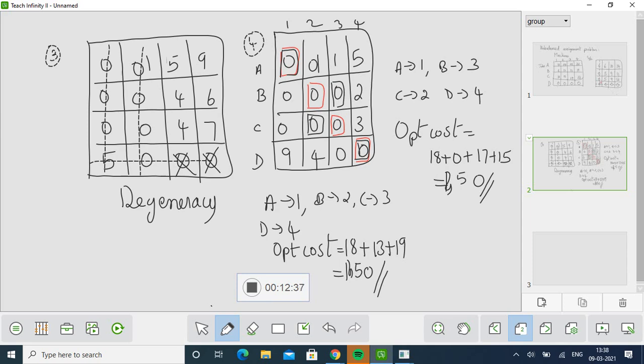Okay. So everybody understands now what is an unbalanced transportation problem and how you can resolve your degeneracy. And there are problems where you have alternate solutions. Okay. Next, maximization problem. Take the heading as maximization problem.